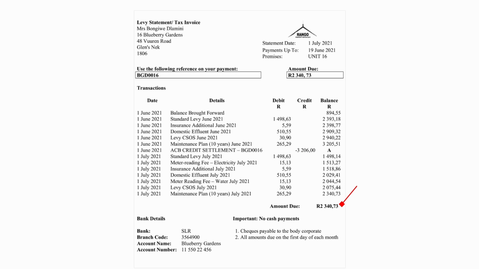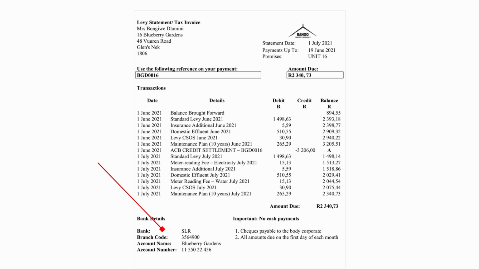The total amount due for the statement is 2,340 Rand 73 cents. This value includes 15% VAT. This means that VAT has already been included in this amount. The standard levy for June 2021 is 1,498 Rand 63 cents. This amount is part of the total amount due.